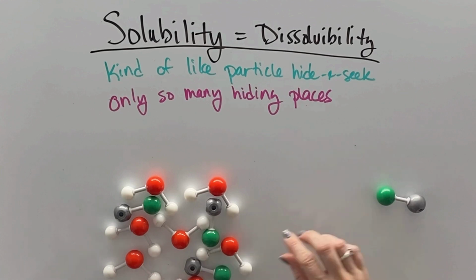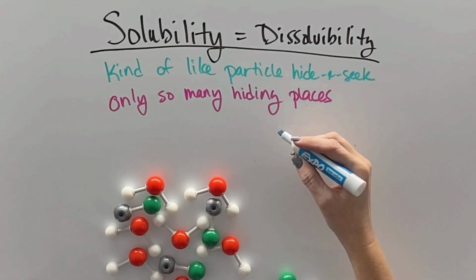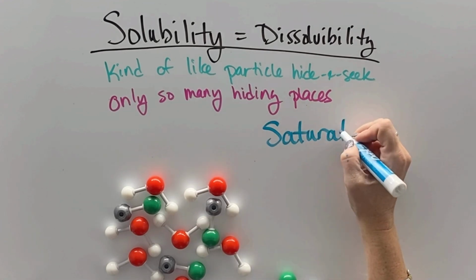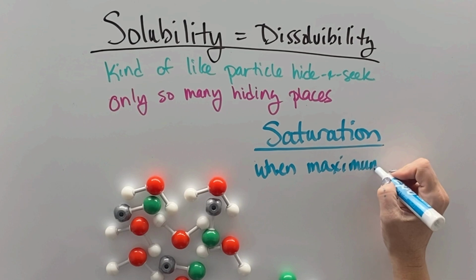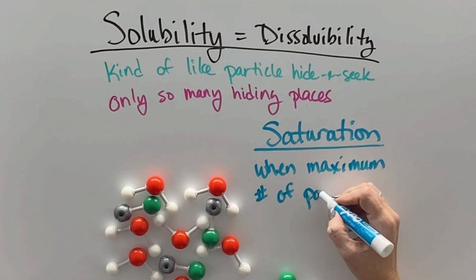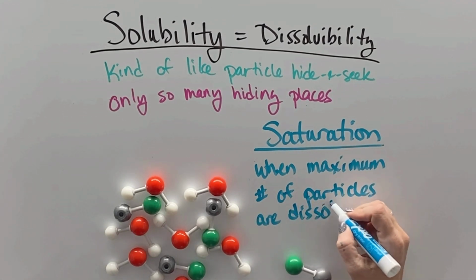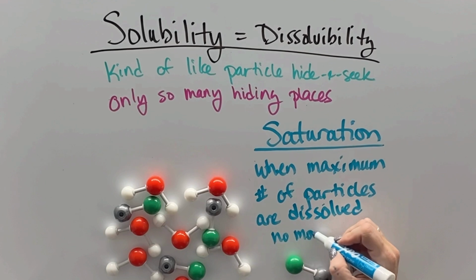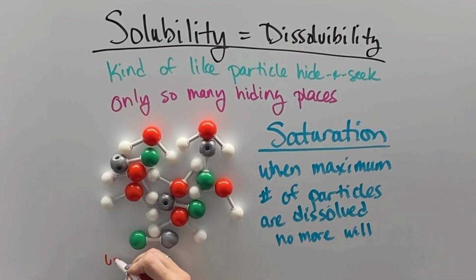And so I like to think of solubility as dissolvability because that's what it is. And it's sort of like particle hide and go seek. The key is that there's only so many hiding places. So eventually you're going to get to a point where all of the hiding places among the water molecules have run out. And this is when you reach a thing called saturation. And when the substance runs out of a place to hide, then all of that solute will just fall to the bottom of the mixture.